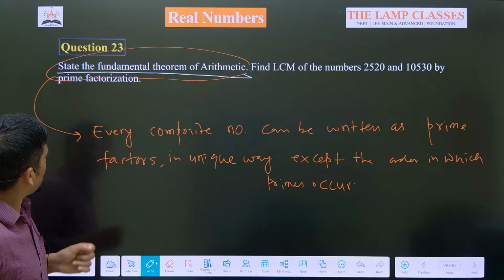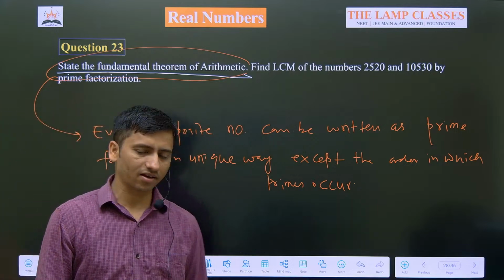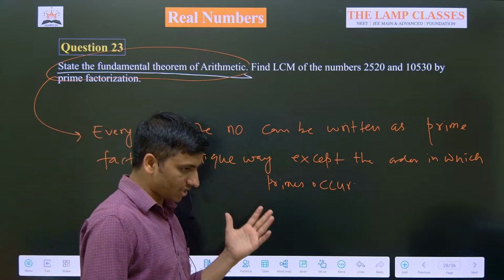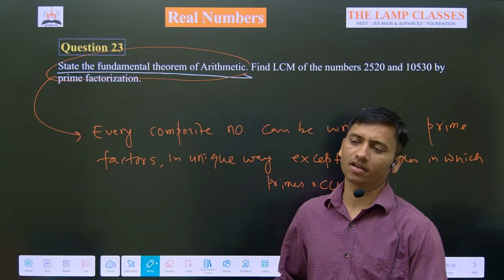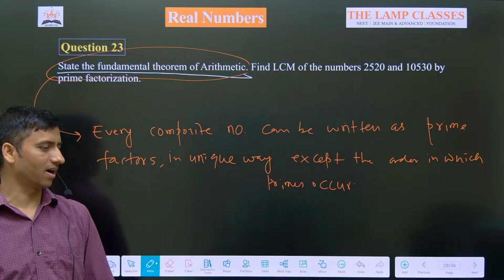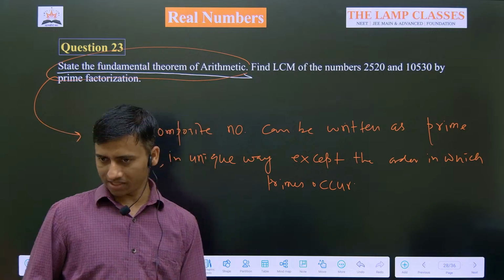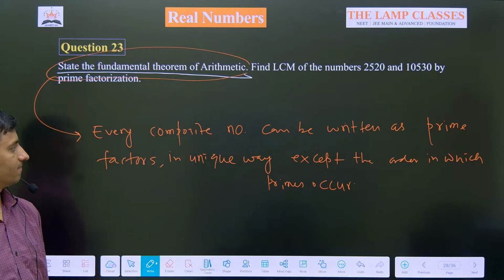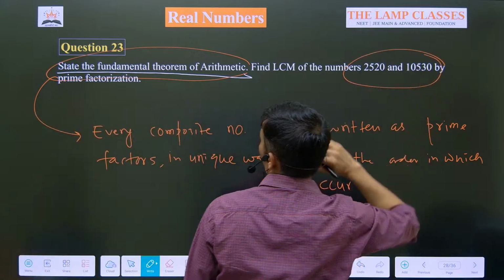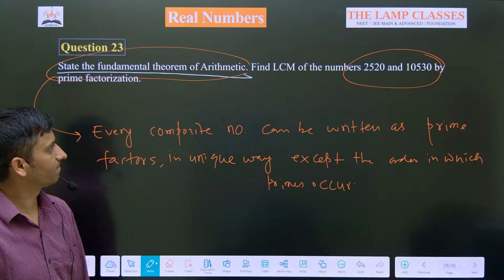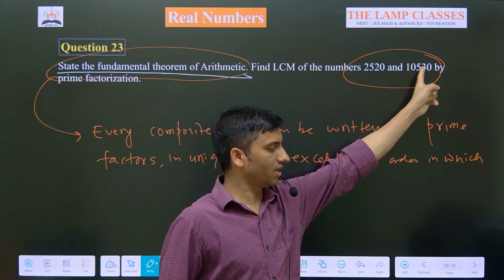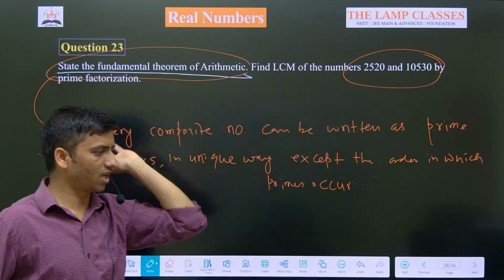It is not necessary that you write exactly the same statement which is written in NCERT. Whatever statement you are writing here, if it is equivalent to that statement, still you will get the marks, guys, okay? They don't worry in maths usually whether you are writing the exact thing. And for finding the LCM of these numbers, I am assuming you know how to do it, right? That should not be a tough task. Prime factorization you have to do of 2520 and 10530, right? And we did many questions of that type.